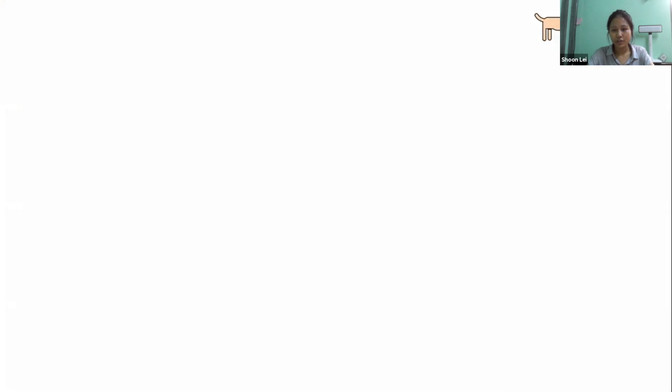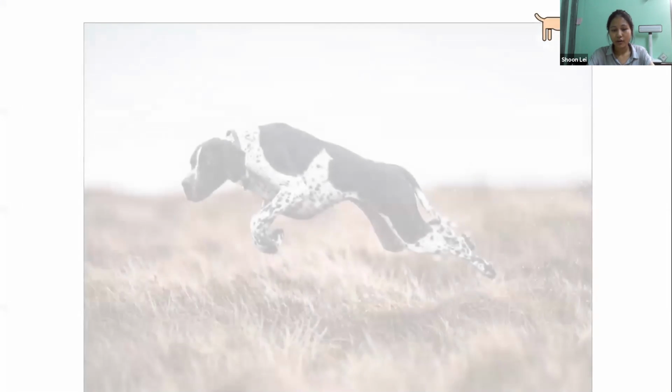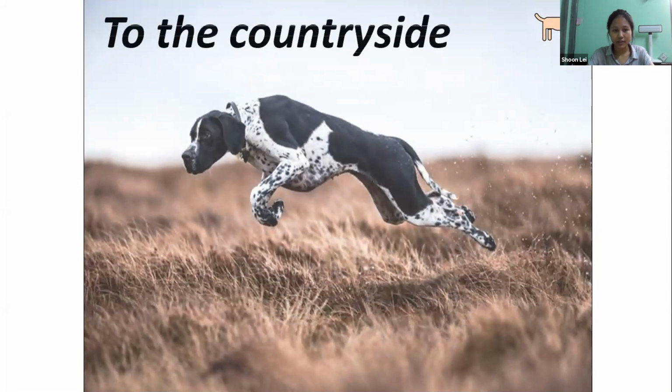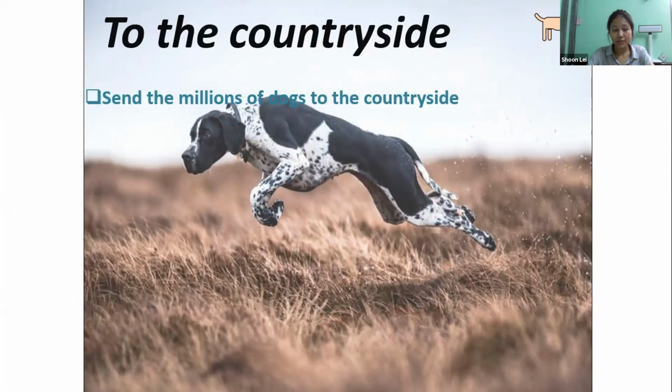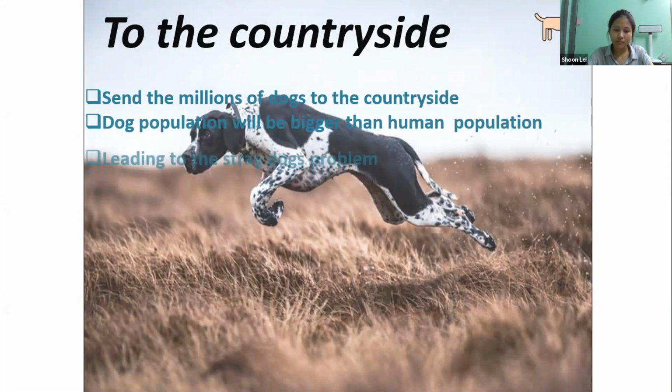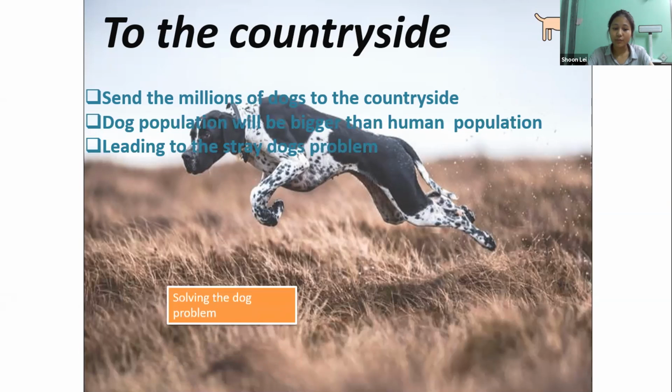The first solution is to send all the dogs from the cities to the countryside. We will be sending millions of dogs to the countryside, which means there will be more dogs than humans in the countryside, and that will eventually lead to the stray dogs problem. Here we can see that by trying to solve one dog problem, it is still leading to another dog problem.